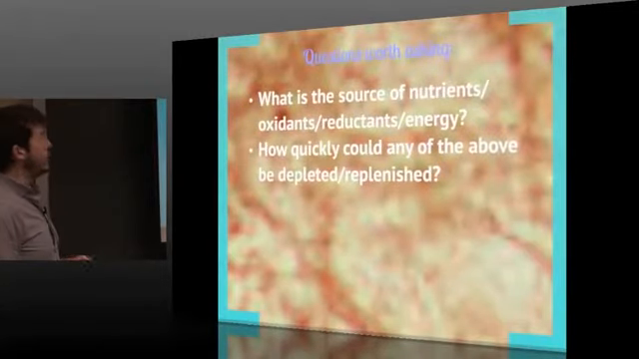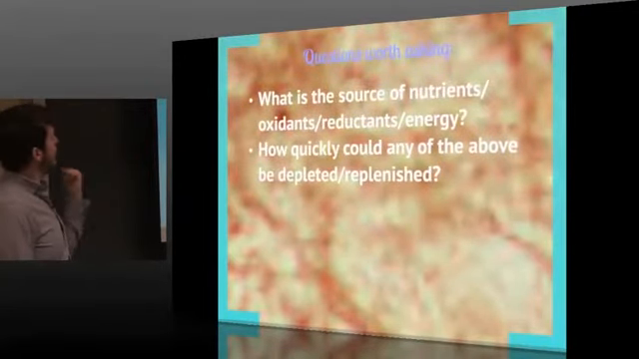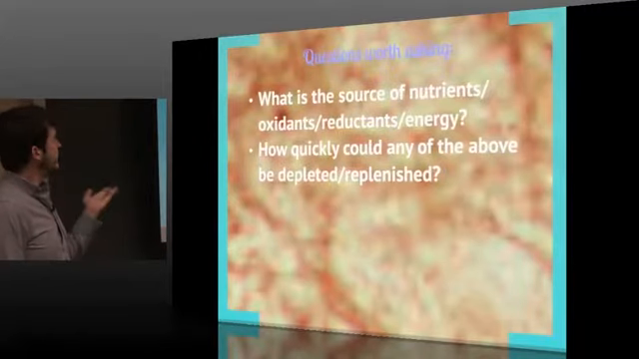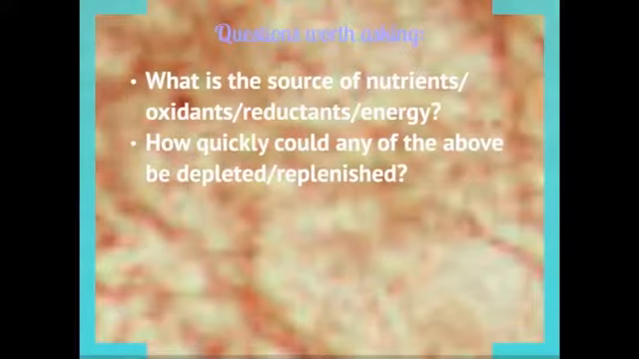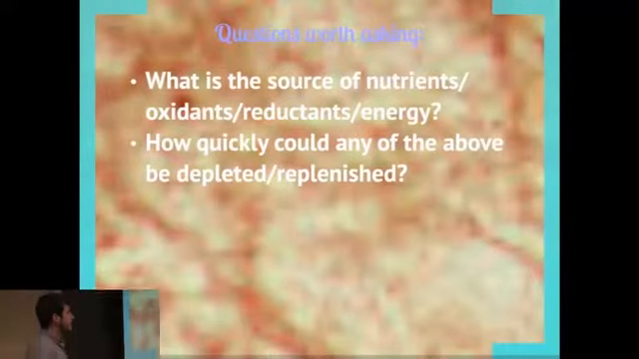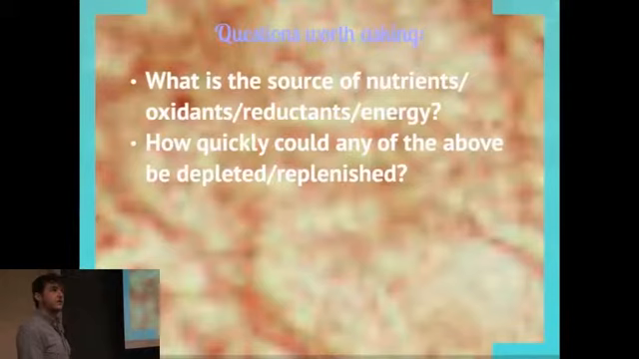So questions worth asking: where is everything coming from? What's the source of nutrients, oxidants, reductants, and energy? And how quickly could any of those be depleted by life, or replenished by life? So you can't just have all four of these things in one place for 30 minutes and then you have life, right? It may have taken a great deal of time for life to get started on the Earth. So even if you have all four of these things, you need to make sure that they're there for long enough and that any life doesn't just get rid of them right away.